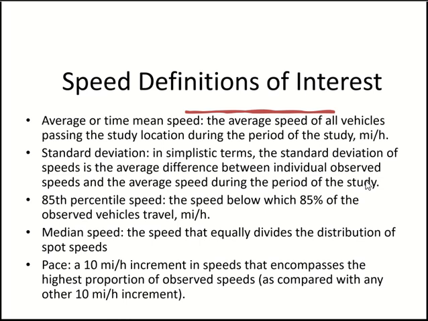Then we have pace. Pace is not a value, it's a range. The difference of this range, the pace range, is 10 miles per hour. So if the start value is 10, the end value will be 20. If the start value is 25, the end value should be, what is it?